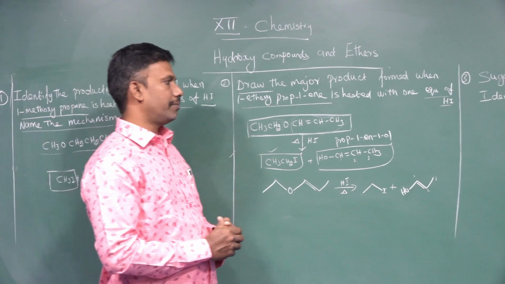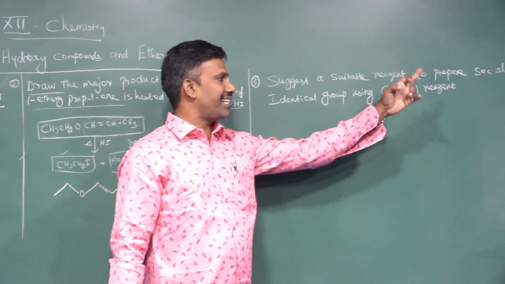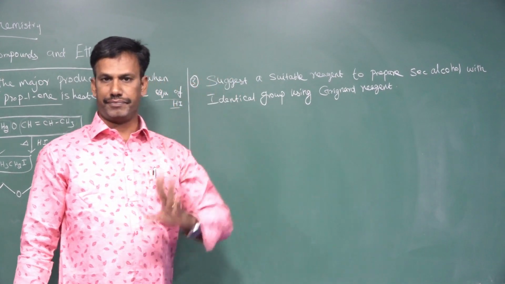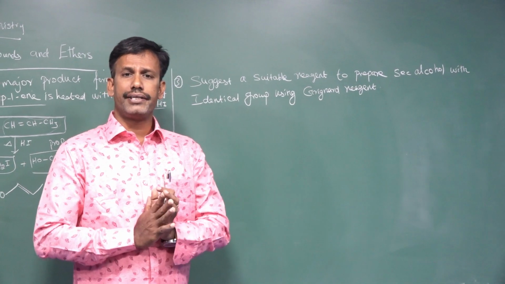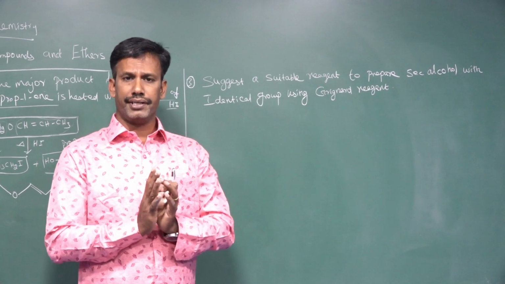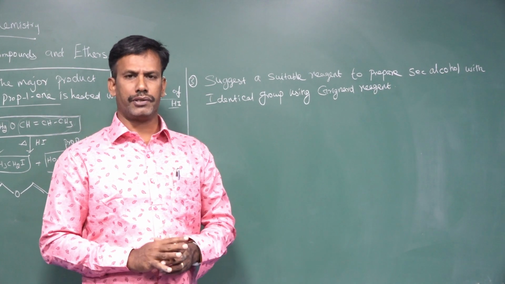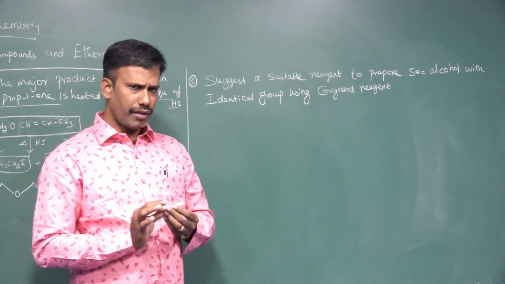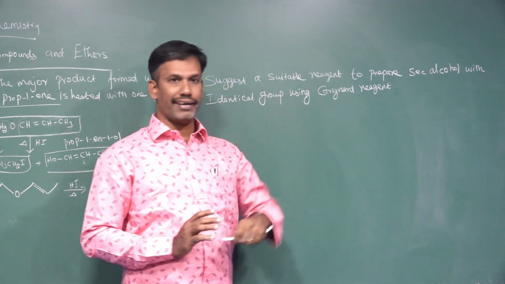There is question number 3. Suggest a suitable reagent to prepare a secondary alcohol with an identical group using Grignard reagent. This is very, very important. As you know very well in organic chemistry, Grignard reagent is a very, very important reagent. Many organic compounds can be prepared from the Grignard reagent, as you know very well. What is the question asked here? Suggest a suitable reagent to prepare a secondary alcohol.